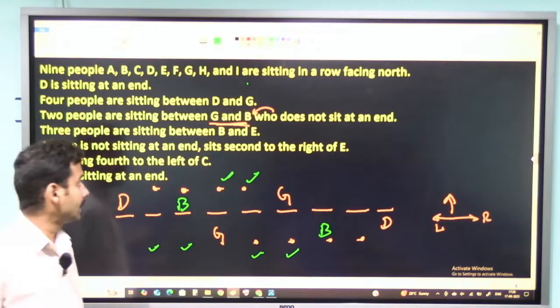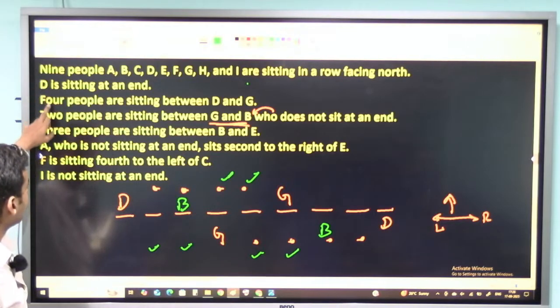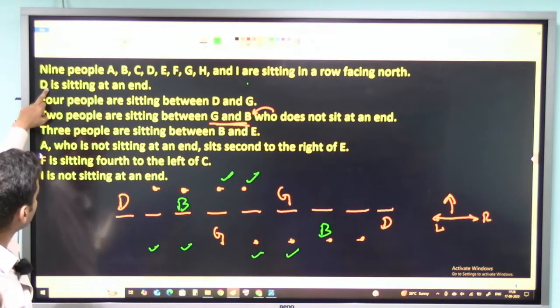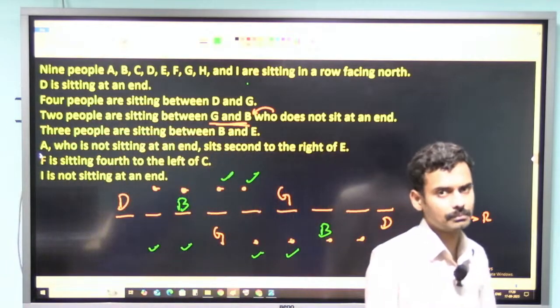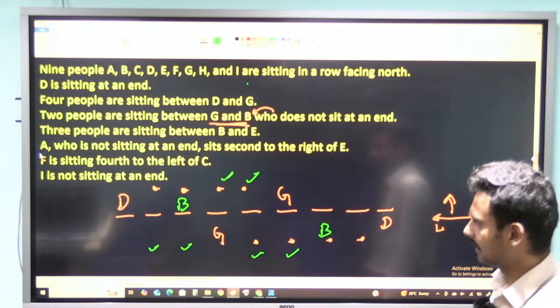Now, in both the conditions, I have satisfied this one and this one. This is done, this is done, this is done. So we have done 3 hints. We have satisfied 3 hints in both the cases. Now let me take up the 4th hint.